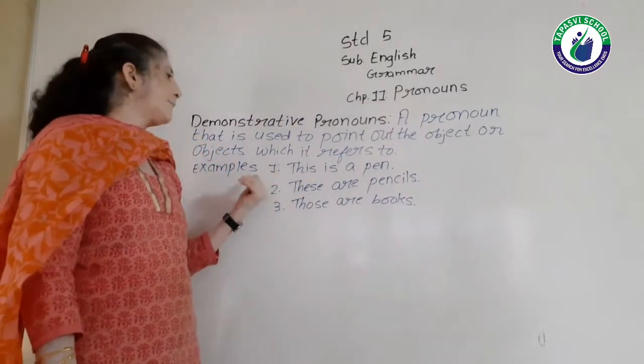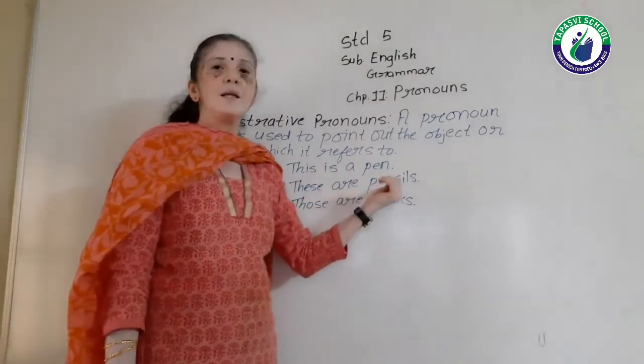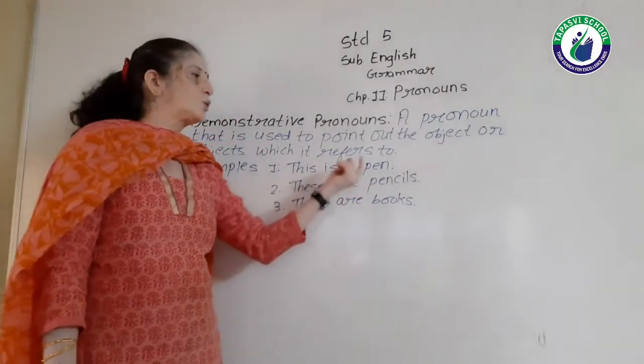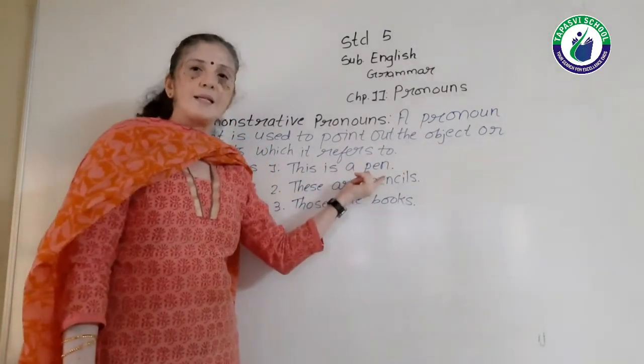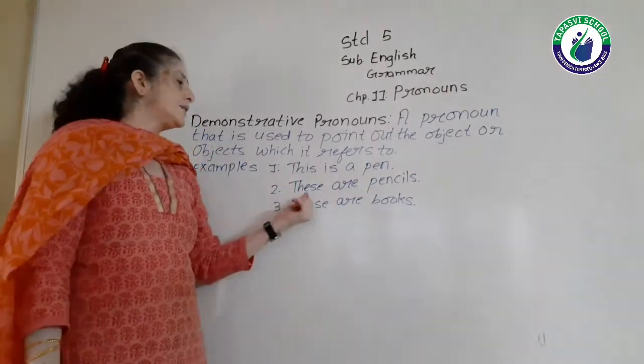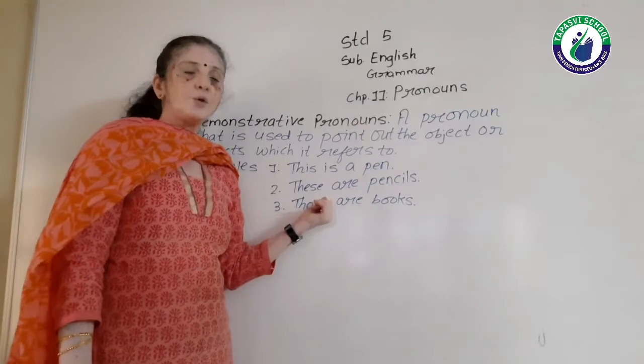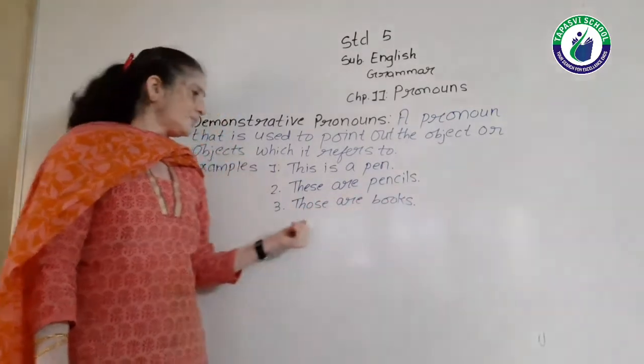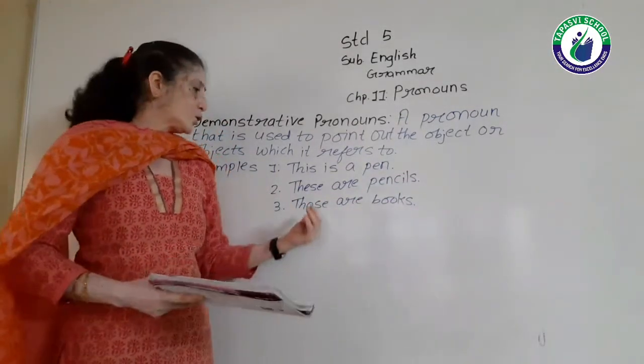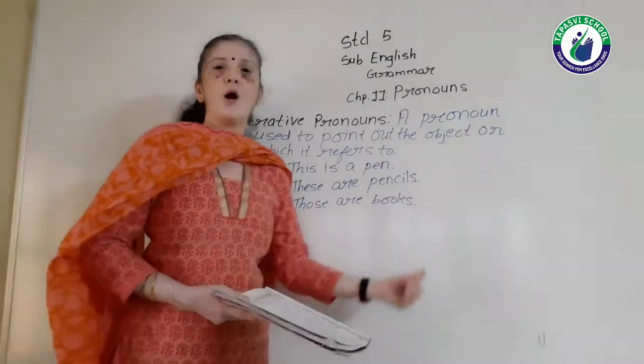See here the example, this is a pen. Means here this is used for this object, that is pen. Second one, these are pencils. Here these is used for pencils. And those are books. So here those is used for books.